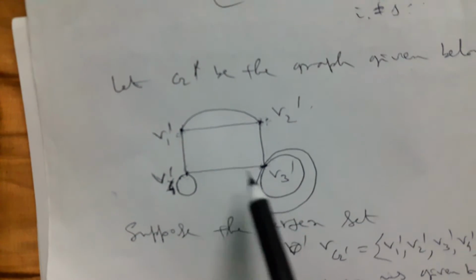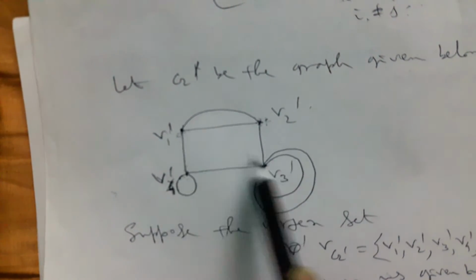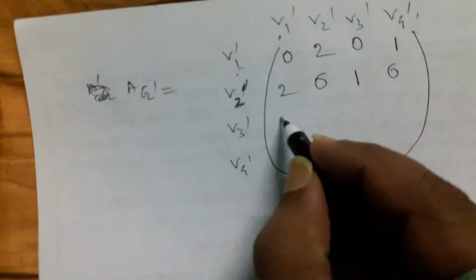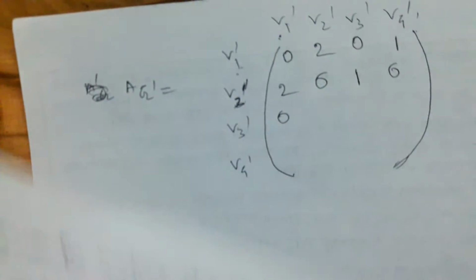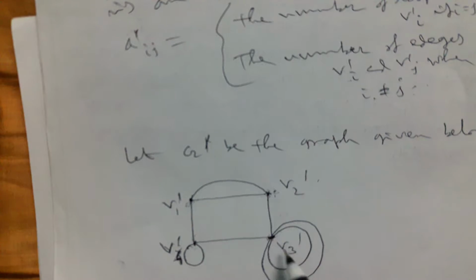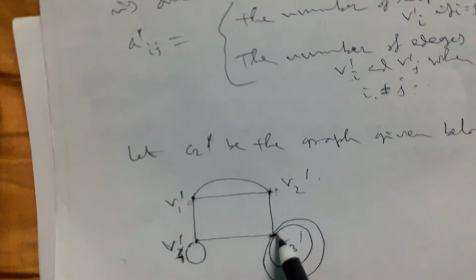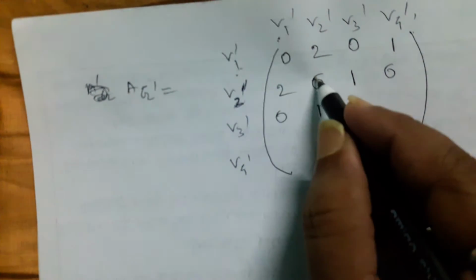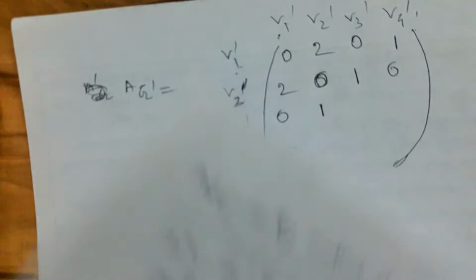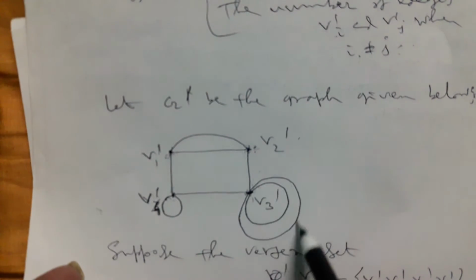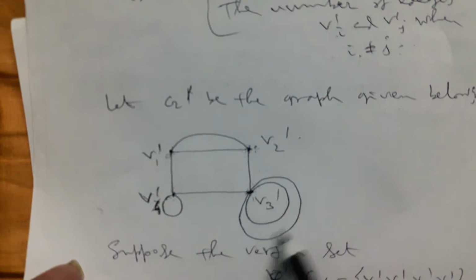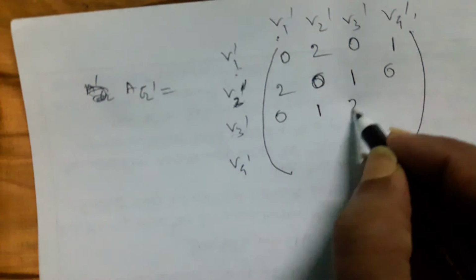Now V3 dash and V1 dash. No connection is there, so the result will be 0. V3 dash and V2 dash. There will be a 1, because only one edge we find. V3 dash, V3 dash. Here we find two loops, 1 and 1. So the result will be 2.